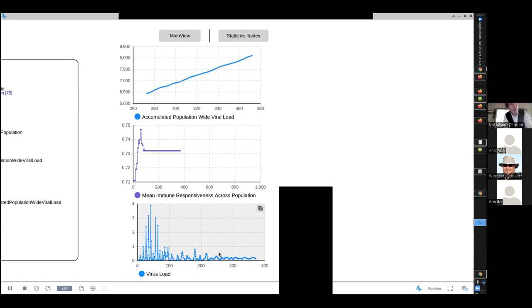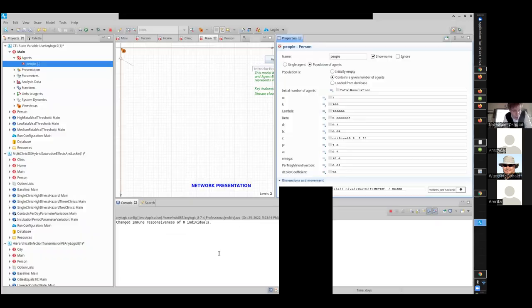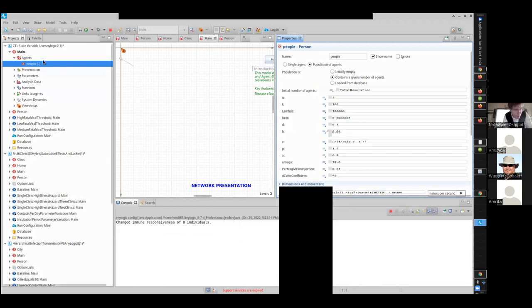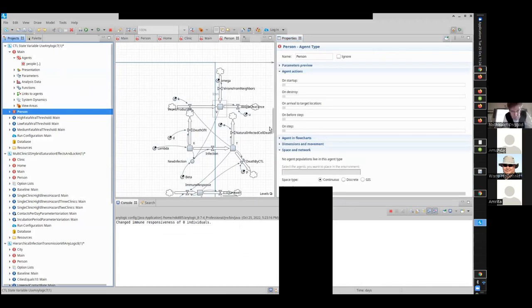Yes. A, B. So beta or B here? B? So we can go take a look at B. I'm trying to remember the role it played.